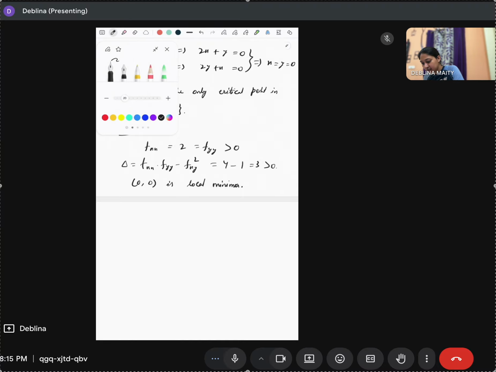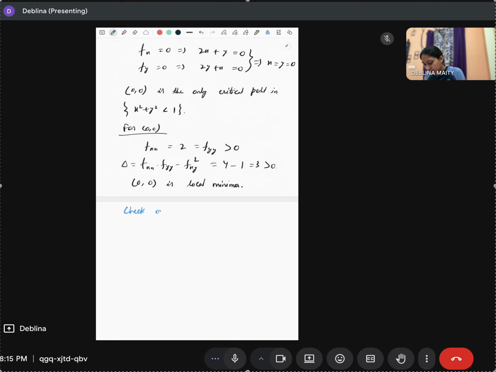Now let's check over the boundary. The boundary, that is x square plus y square equal to 1, right? So if we parameterize this curve x square plus y square equals 1, we will take x(t) to be cos t and y(t) to be sin t. Then it follows sin square plus cos square equals 1, right?